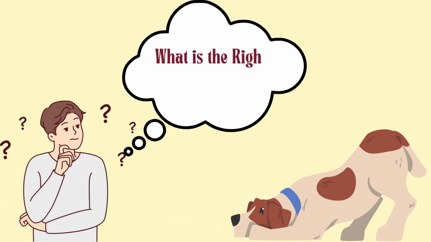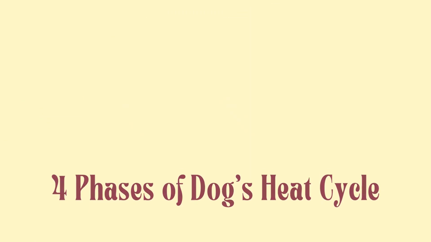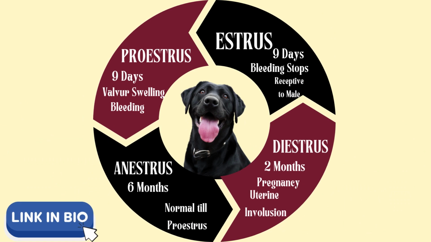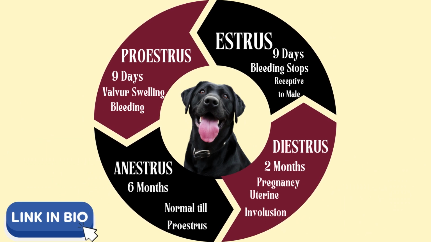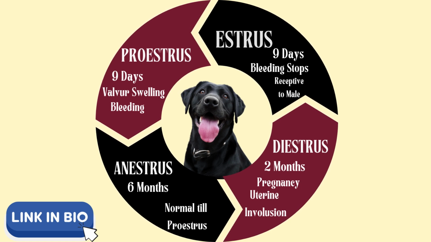Today we are going to discuss a very important concern of pet owners. What is the right time for mating your dog? You must have the knowledge about 4 phases of dog's heat cycle. We have discussed about 4 phases of dog's heat cycle in our previous video. Link is given in description below.